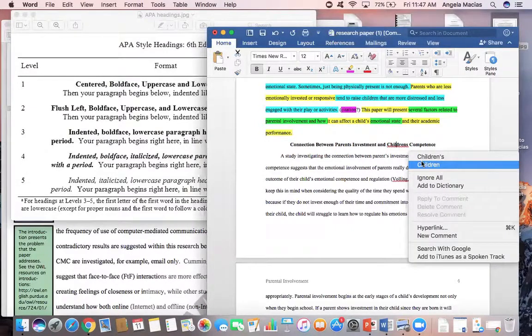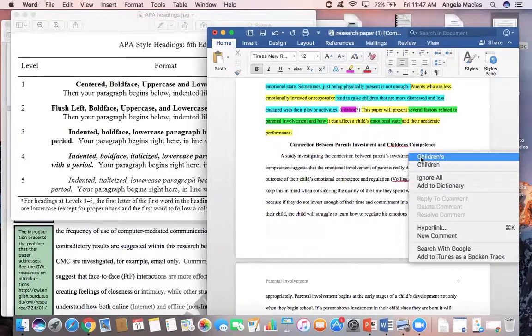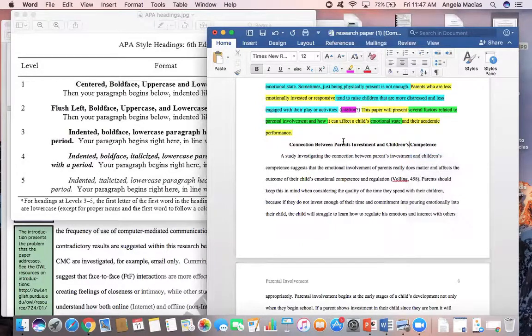Okay, and if we are not sure, like right there, I took it out so you could see what would happen when you have that. Okay, children's, that one's right. But I have another S over here with parents, and so I need parents to have some ownership of this investment, right? Just as children's have ownership of this competence, the parents have ownership of the investment.